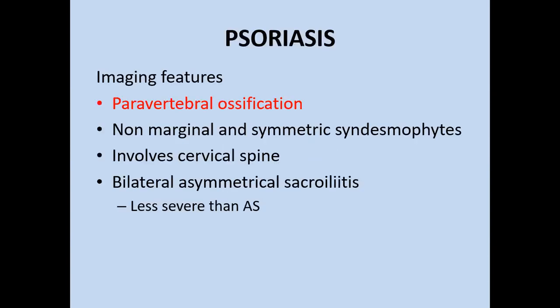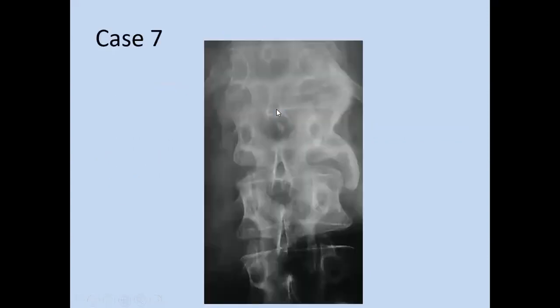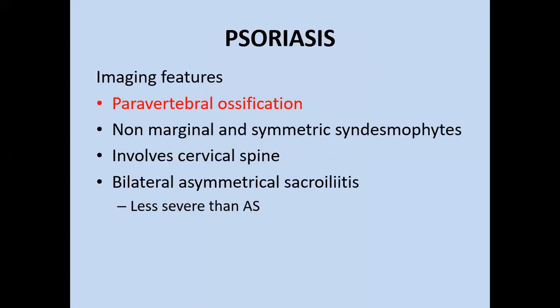So move on now. We finished with ankylosing spondylitis. We move on to psoriasis. So the characteristic feature of psoriasis and Reiter's, by the way, is what we call the paravertebral ossification, which is these bulky and chunky ossifications that we see around the spine. So remember how, we'll see a comparison in a minute. So this is the major characteristic feature of psoriasis and Reiter's, the paravertebral ossification. You may also see syndesmophytes, but they are non-marginal, not like ankylosing spondylitis.